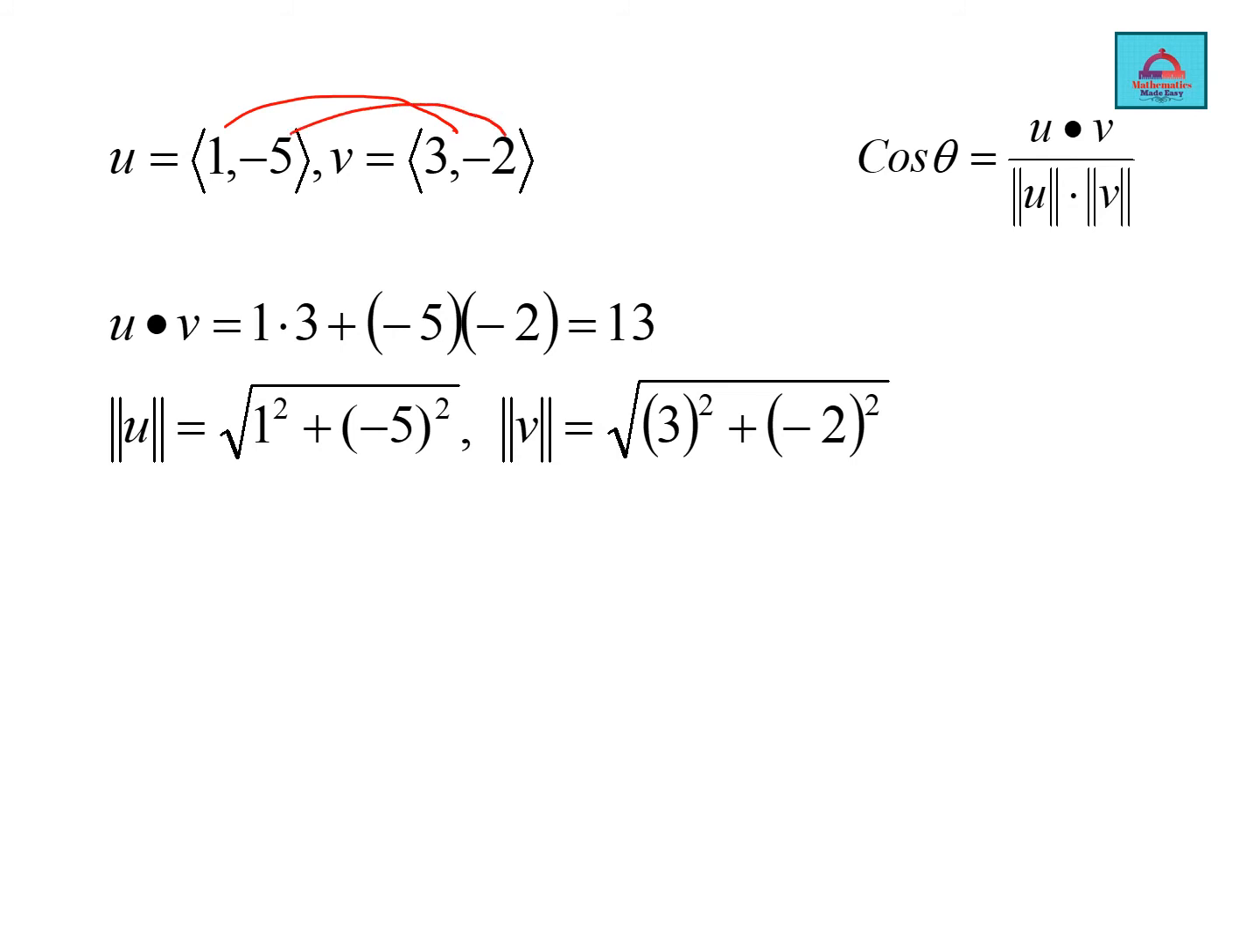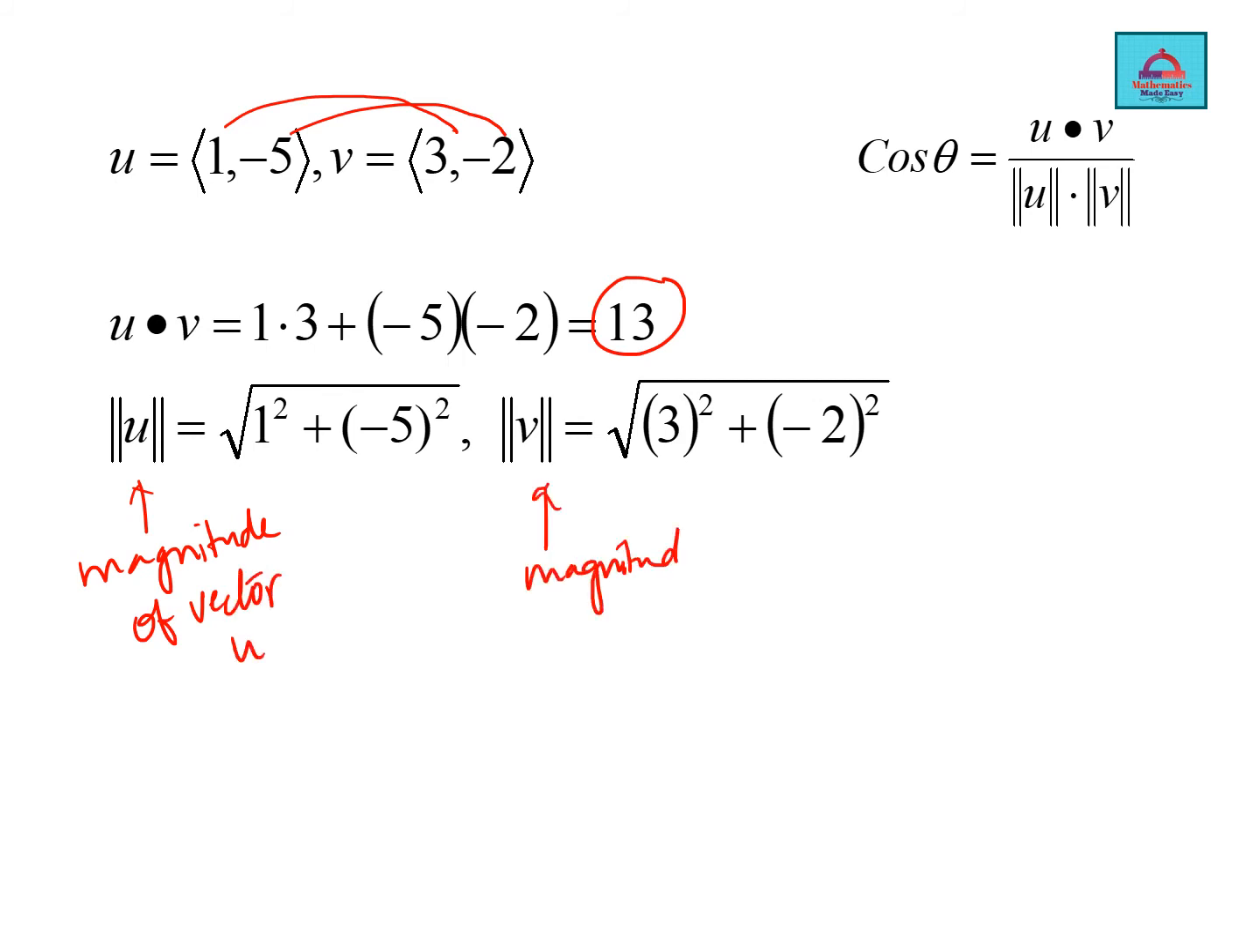So 1 multiplied with 3 plus minus 5 multiplied with minus 2. You simplify, you get 13 as the numerator. For the denominator, you are calculating the magnitude of the vectors. So this is the magnitude of vector u and this is the magnitude of vector v. So you use the magnitude formula. That means you take the x component, square it, y component, square it, and then add it up.